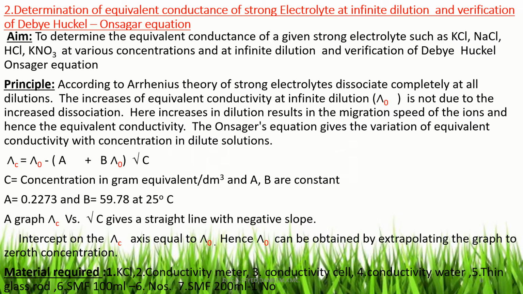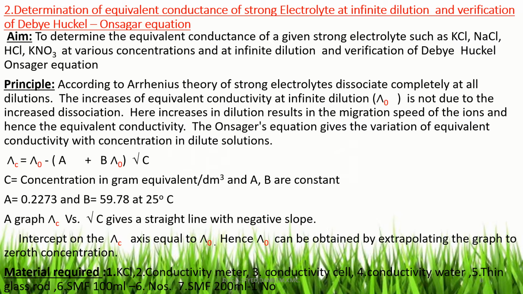The principle of the experiment: according to Arrhenius theory, conductance is due to the number of ions. But in the case of strong electrolytes, the electrolyte is completely dissociated even at ordinary concentrations, yet the conductance increases on increase of dilution. So the increase with dilution is not due to the number of ions, but due to the mobility of ions. That was given by Debye, who derived an equation, which was modified by Onsager. The final equation is called the Debye-Onsager equation.